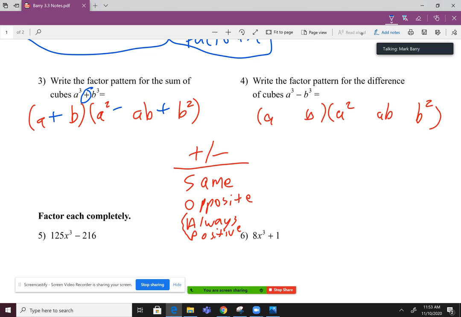All right, well, this other one, though, was a minus, right? So I'm still going to use SOAP. The first one is same. So what's the same as minus? Minus. What's the opposite of minus? Plus. And then always positive? Always positive. Pretty cool, huh? Good little trick.